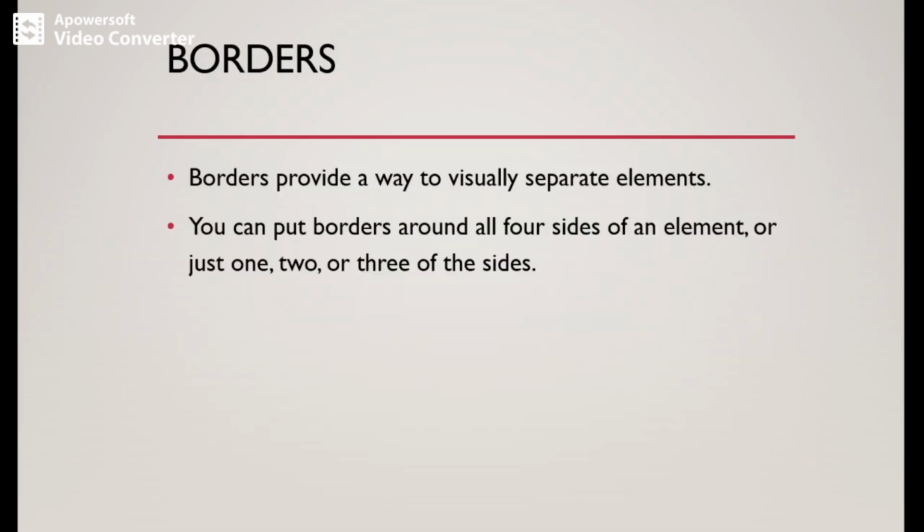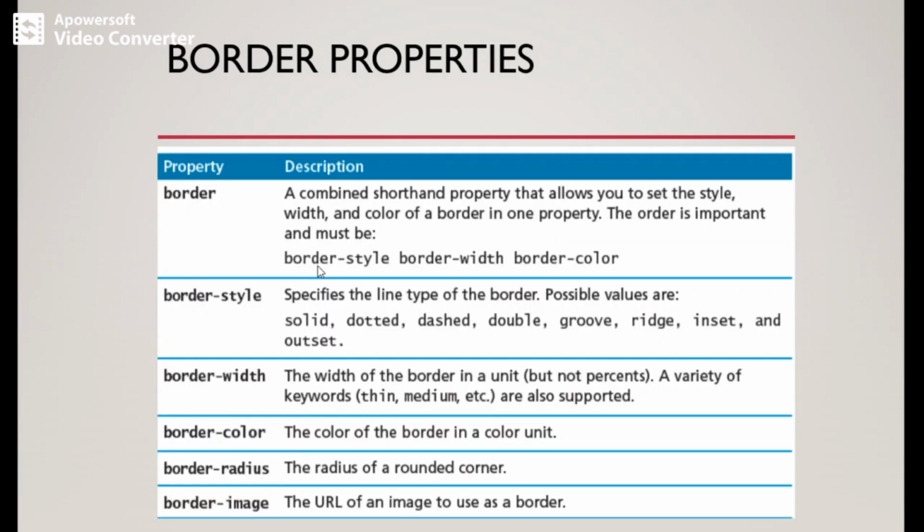Next, border. Border provides a way to visually separate elements. That is the main thing. You can put a border around all four sides of an element or just 1, 2 or 3 of the sides. So border properties you have. Border style. Mainly we look into style.